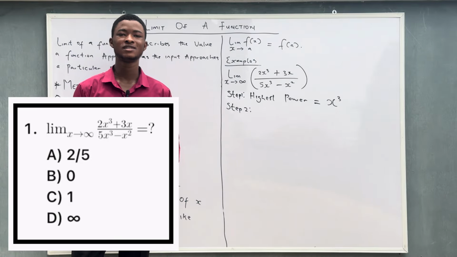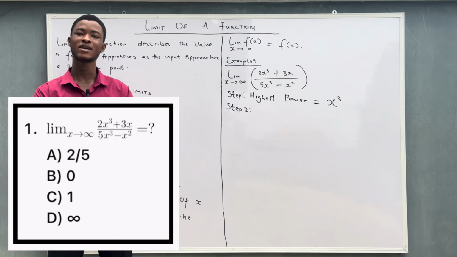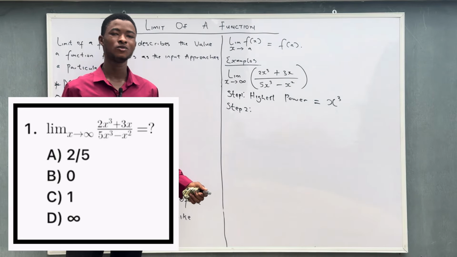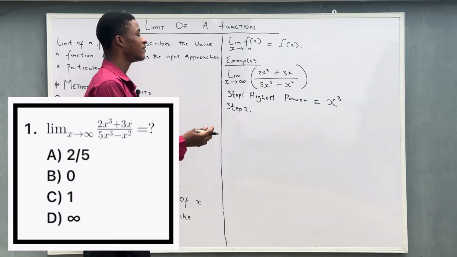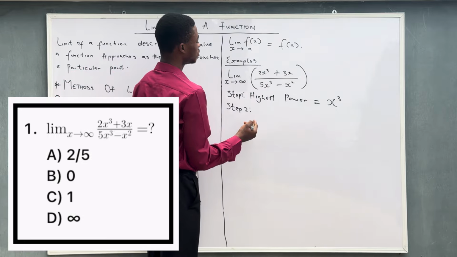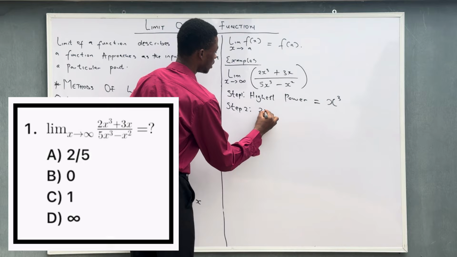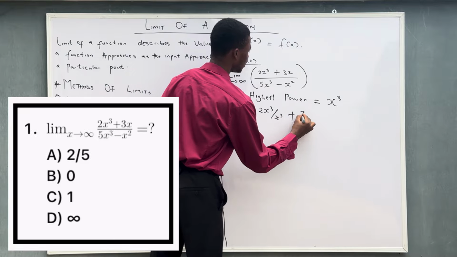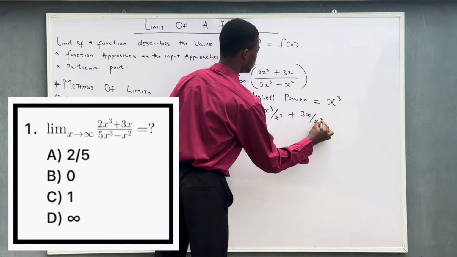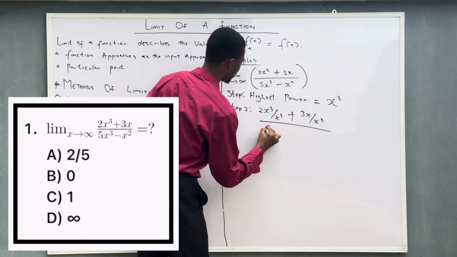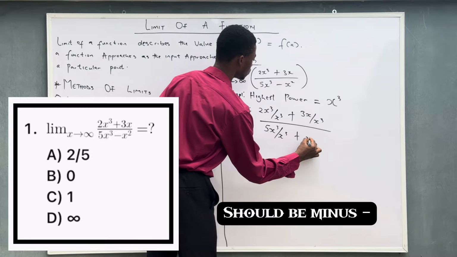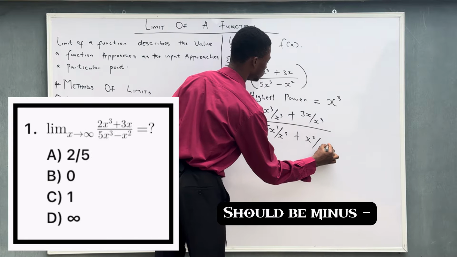So you can see we are using the same step for everything. So whenever you have any question under the limit to infinity, you are going to use the same step and you get your final answer. So in dividing the equation with the highest power, we have 2x cubed divided by x cubed plus 3x divided by x cubed, all over 5x cubed divided by x cubed plus x squared divided by x cubed.